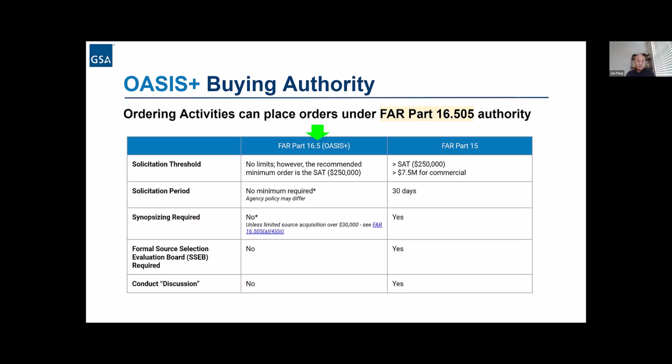And formal source selection evaluation boards are required under FAR 15, but not under FAR 16.505. It may make sense to form an SSEB for complex requirements under OASIS Plus, but the board is not mandatory. And discussions. Discussions as defined under FAR 15 do not apply for OASIS Plus orders, although task order source selection may still include negotiation, as the CO has broad discretion in establishing order placement procedures.